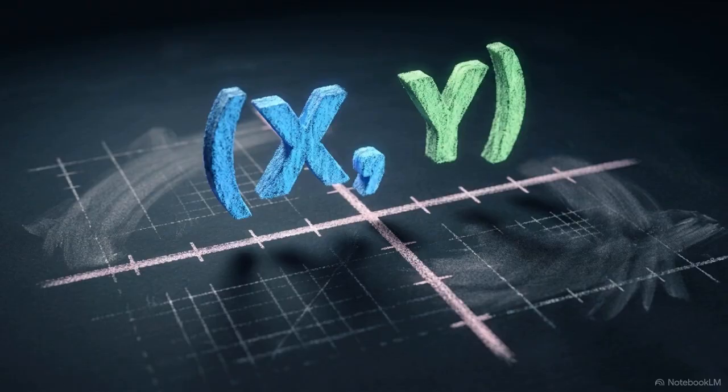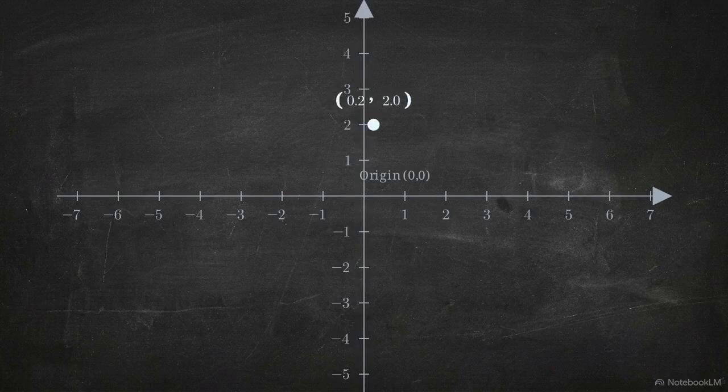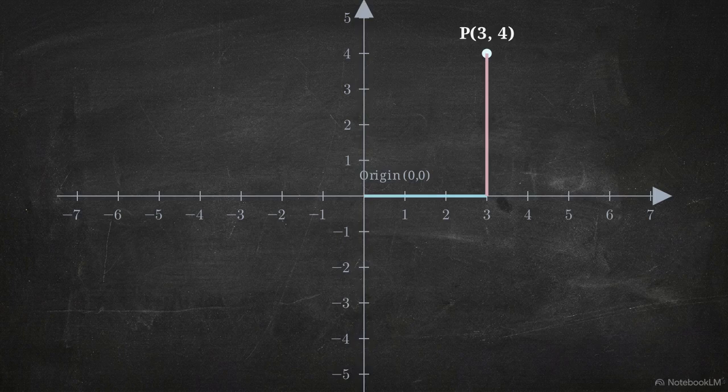Every location in the plane can now be expressed as an ordered pair, a set of coordinates written as x, y. Because the axes are perpendicular, the horizontal and vertical values remain independent. Changing one coordinate does not alter the other. To find the point 3, 4, we start at the origin and travel 3 units along the x-axis. From that position, we travel 4 units vertically to reach our destination.